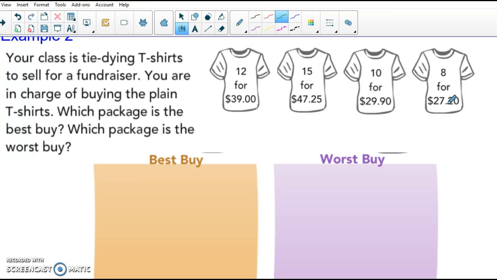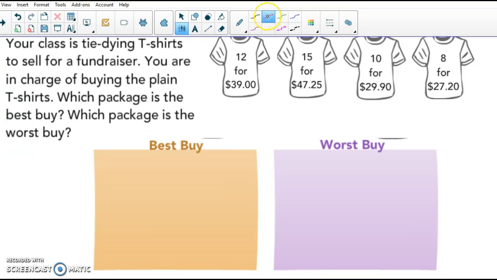So when we are writing these ratios, we always want to put money on top because I don't want to know how many t-shirts I can buy per $1. I want to know how much money it costs per one shirt. So as I'm writing these ratios out, I'm going to put dollars on top.